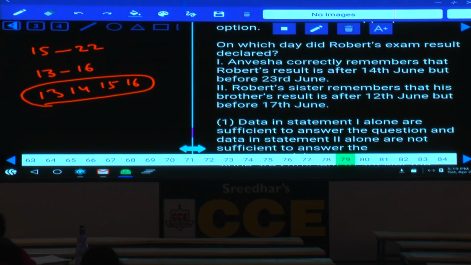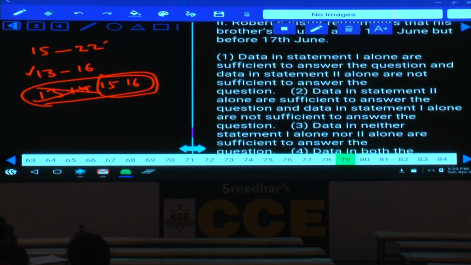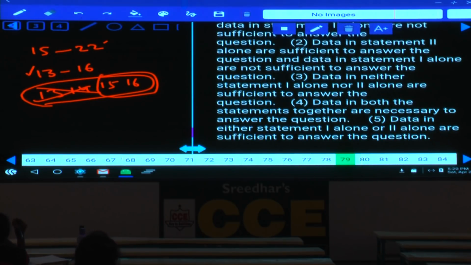Isn't it? Now if you combine these two, anyhow we are having 2 different dates, or not? 15 or 16. As 15 or 16, then what is your answer here? By combining this one is also not sufficient, and together are not sufficient. So choice 3, neither 1 alone nor 2 alone is sufficient.